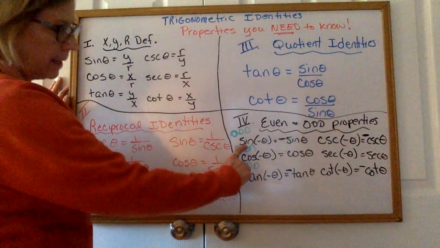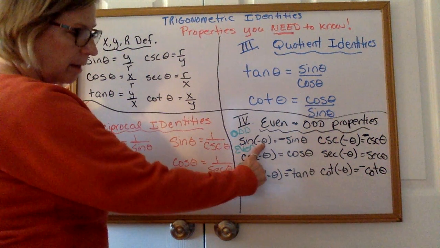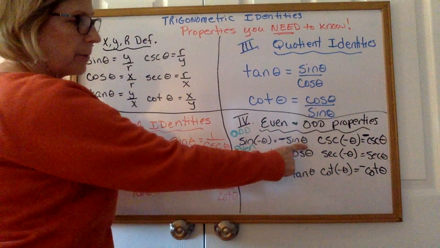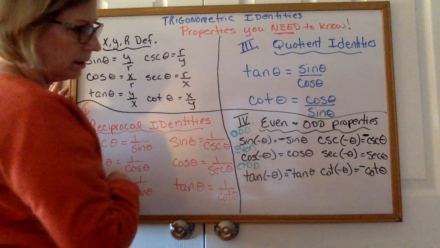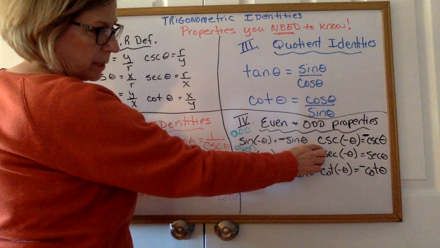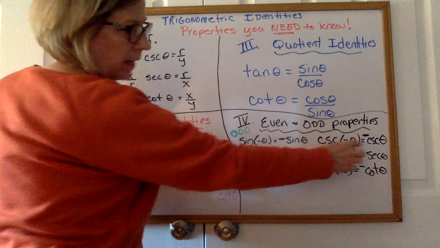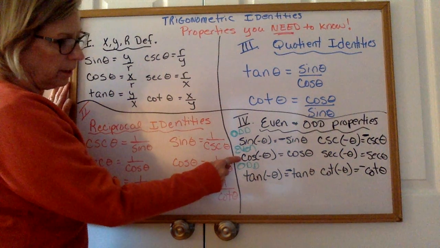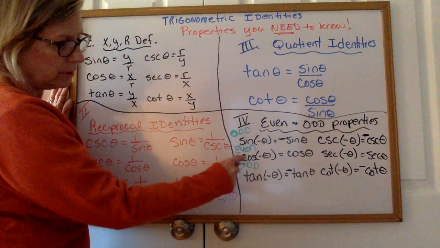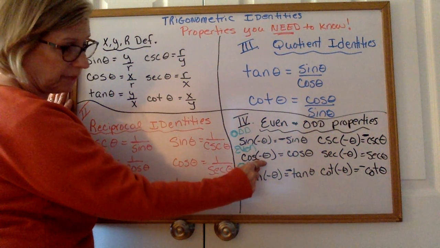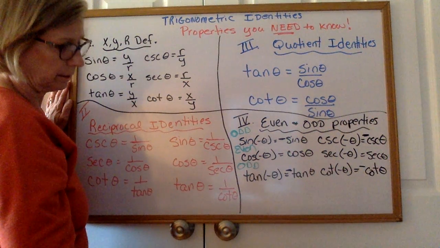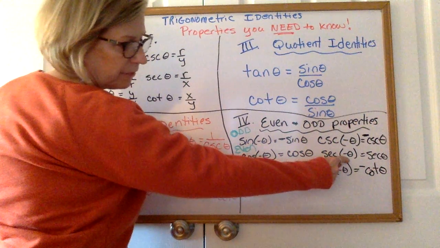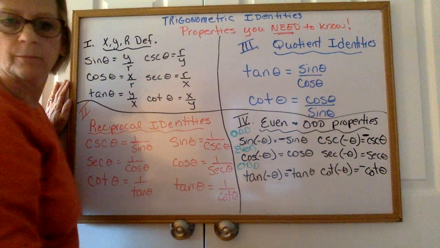And what that means is that if I do the sine of the opposite of theta, that's going to equal the same thing as the opposite of the sine of theta. That's true also for the cosecant. The cosecant of the opposite of theta is equal to the opposite of the cosecant of theta. The cosine is even, so the cosine of the opposite of theta is equal to the cosine of theta. And its reciprocal is the same. The secant of the opposite of theta is equal to the secant of theta.